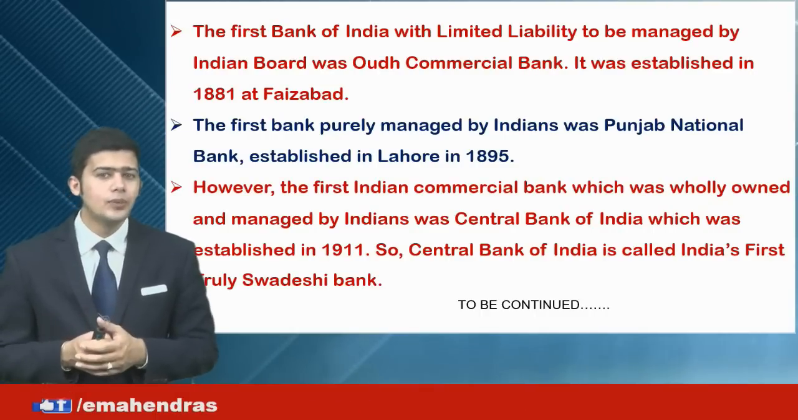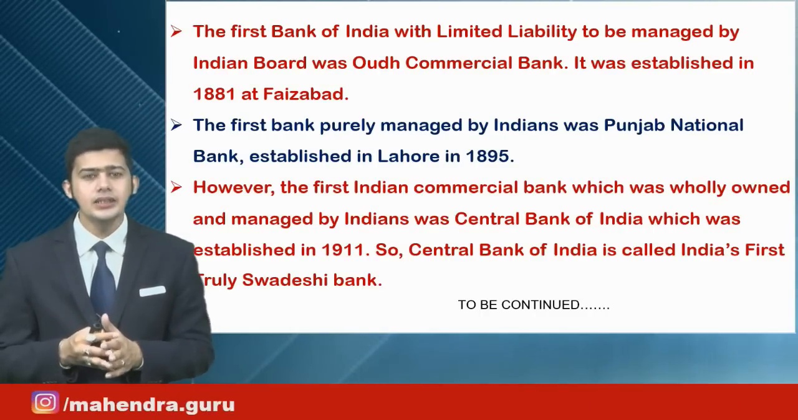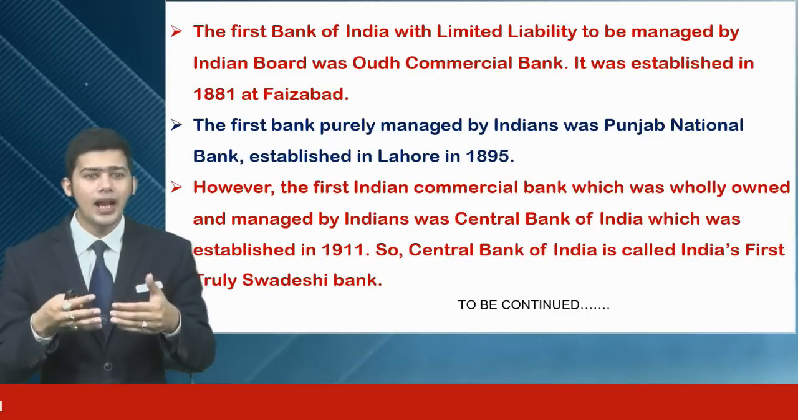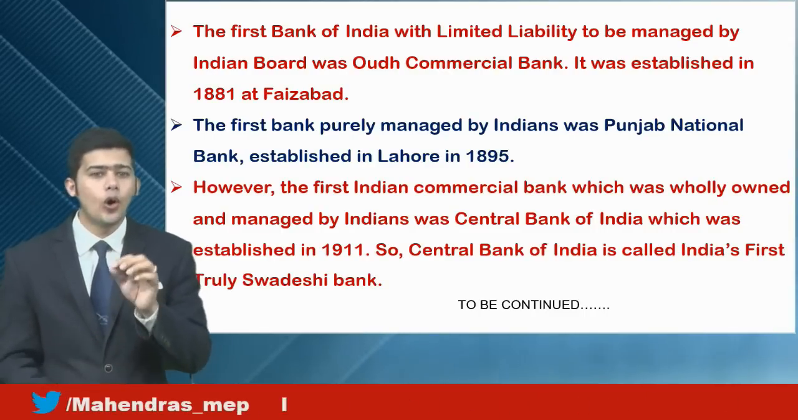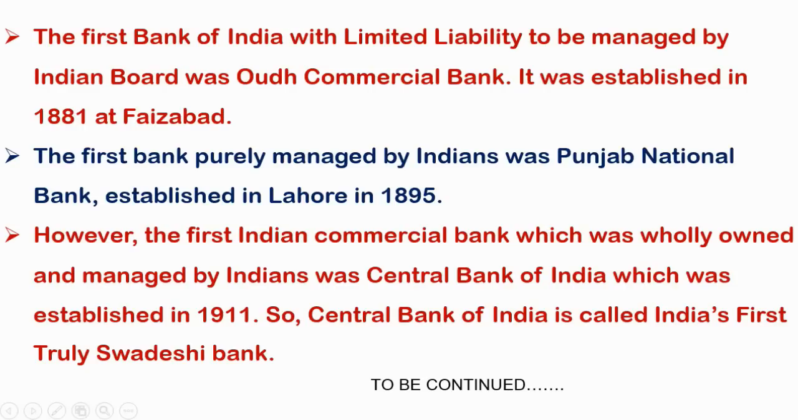Moving forward, there was a particular term: a bank with limited liability. It led to the modern banking scenario, and that was the Oudh Commercial Bank. So if a question asks which is the first bank with limited liability, perhaps the predecessor of the current scenario, that was the Oudh Commercial Bank, which had the banking features that we can see today, set up in 1881 at Faizabad near Lucknow.